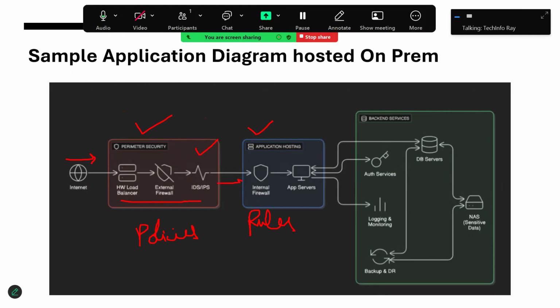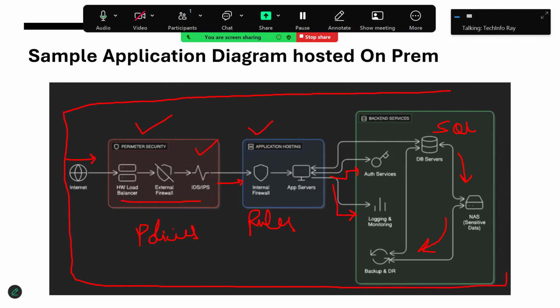What kind of connections are being made on what port, and this application is making connection to database servers. It can be a SQL server or PostgreSQL server, anything can be there. Or what connections are being made to storage, or what connections are there to the DR, for logging and monitoring, for authentication purposes. So entirely from a network perspective, you should have a complete understanding of the network mapping.